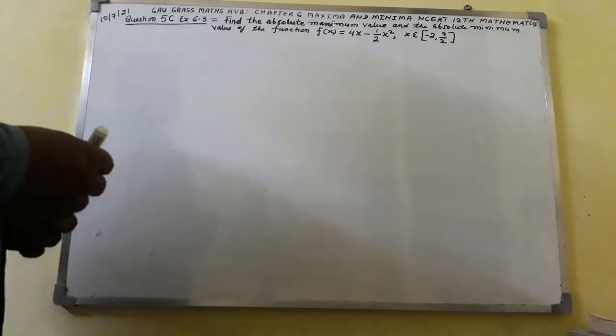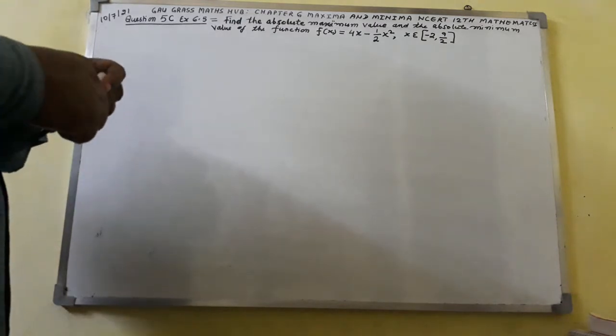I am going to explain question number 5C that has been taken from exercise 6.5, chapter 6, application of derivative, subsection maxima and minima of NCERT 12 mathematics. The question is, find the absolute maximum value and the absolute minimum value of the function f of x equal to 4x minus 1 over 2 x square, x belongs to closed interval minus 2 comma 9 over 2. This is the question about which I am going to discuss here.